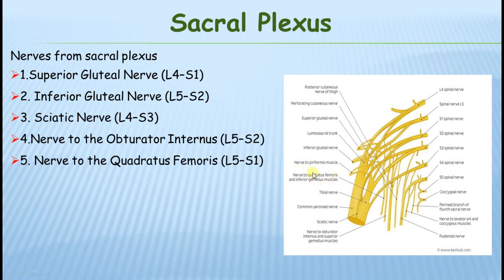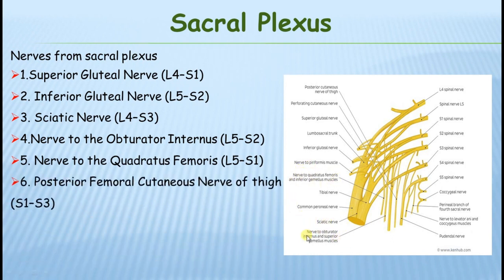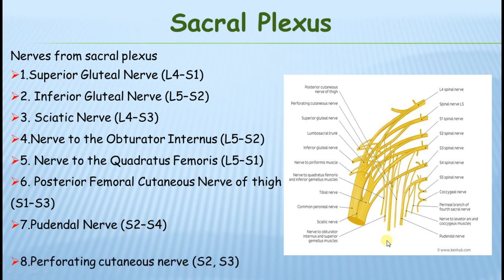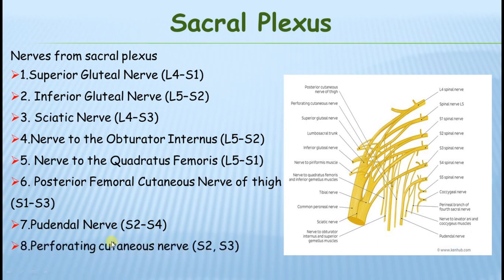So all these: nerve to obturator internus, quadratus femoris, posterior femoral cutaneous nerve of the thigh. Then we have the pudendal nerve, which we have already seen, one of the terminal branches, and perforating cutaneous nerve. So excluding this pudendal nerve, 1, 2, 3, 4, 5, 6 and 7, these are actually the branches supplying the lower limb and the pelvic wall.